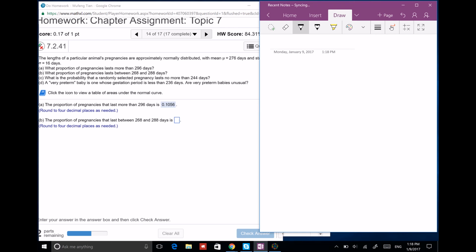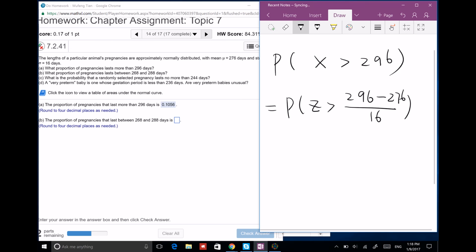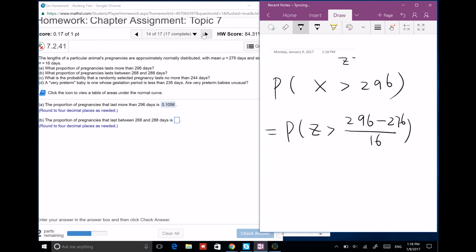14 is pretty much the same as the previous one. What you need to do is probability of x more than 296. You change the x into z, so it's z bigger than 296 minus mu, which is 276, over sigma 16. The formula is z equals x minus mu over sigma. Okay? So just minus mu divided by sigma, x is going to be z. When you do this conversion, change x into z, that is x minus mu over sigma.